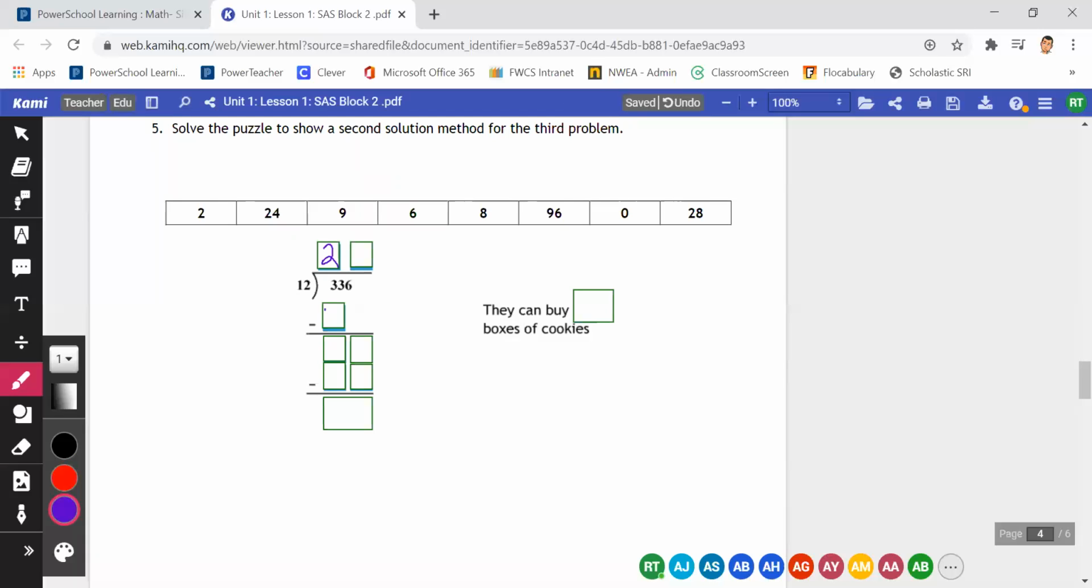2 times 12 is 24. So now I want to subtract 24 from 33. So I can think 24 to 30 is 6 plus 3, 6, 7, 8, 9. So it's going to be 9 there. And then I want to bring down my 6, 96. How many times does 12 go into 96? 8 times. 8 times 12 is, of course, 96. I subtract this out and get 0, and I still have an answer of 28.